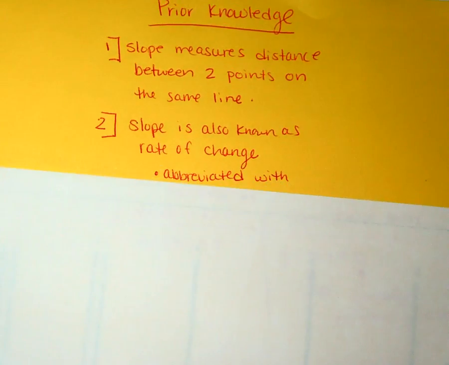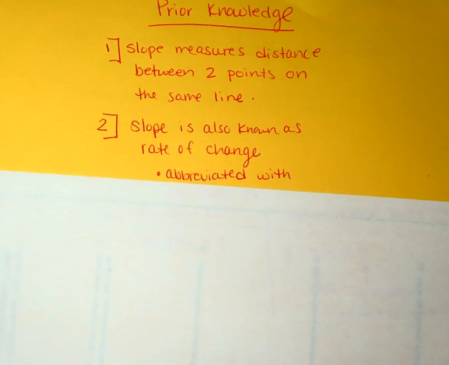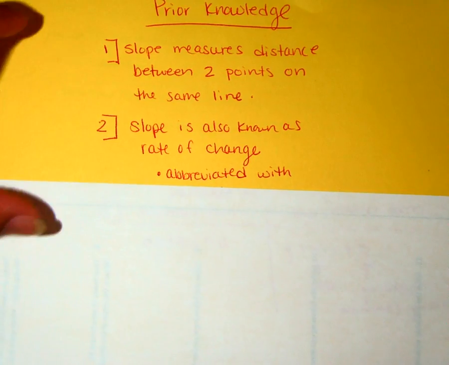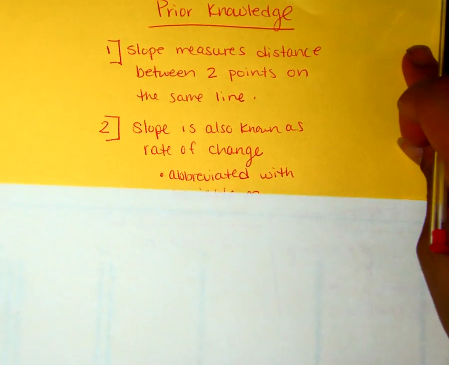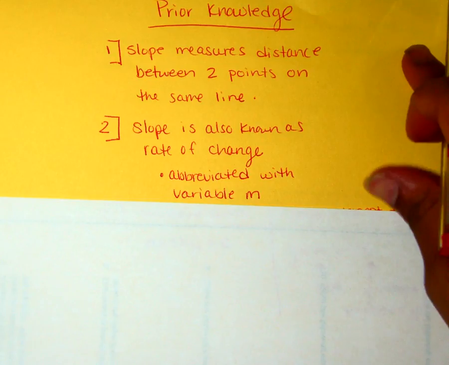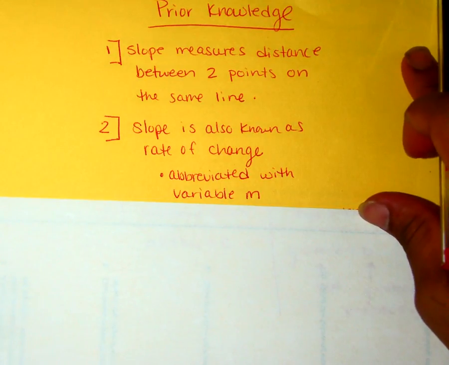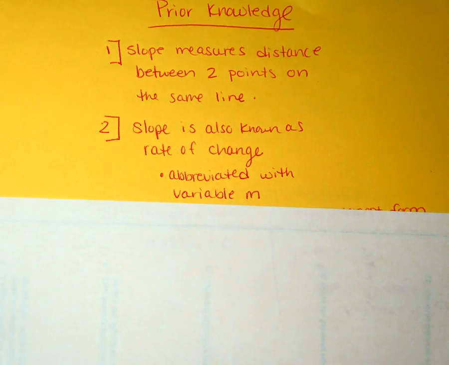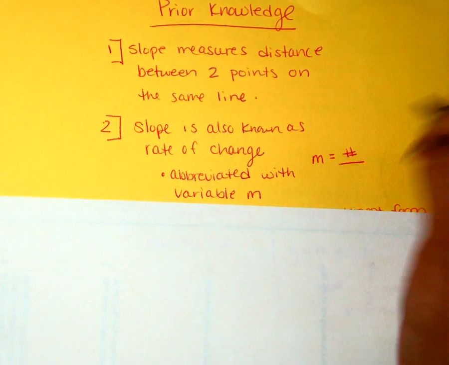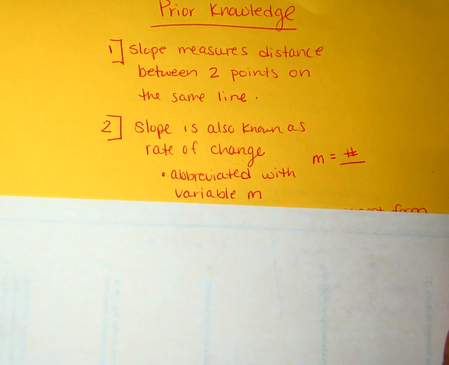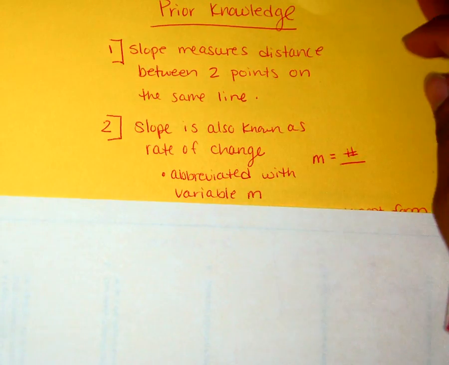Something else we've learned in previous lessons is that slope is also known as our rate of change, okay? That's why we're talking about the distance between those points. And we actually abbreviate slope not with the variable s, but with the variable m. So when you have to calculate the slope, you're always going to say m equals some number. We want to try to keep m as a fraction because fractions are easier to plot.